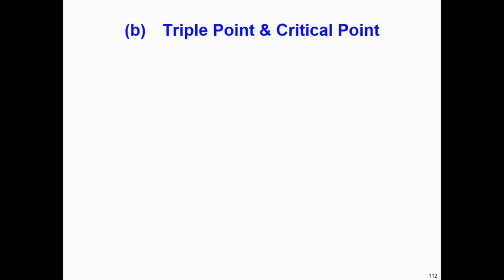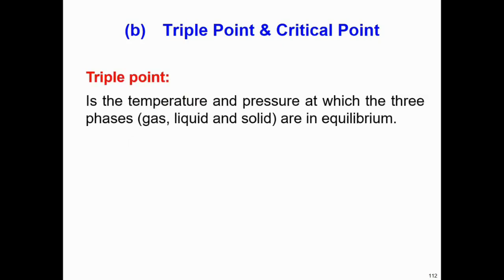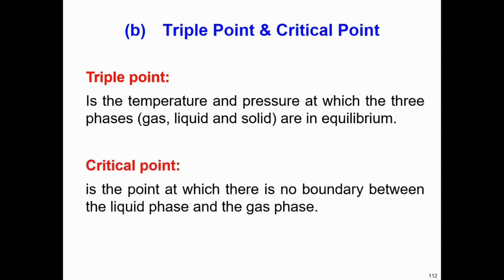Now let's look at triple point and critical point. Triple point is the temperature and pressure at which the three phases, which are gas, liquid and solid, are in equilibrium. Critical point is the point at which there is no boundary between the liquid phase and the gas phase.